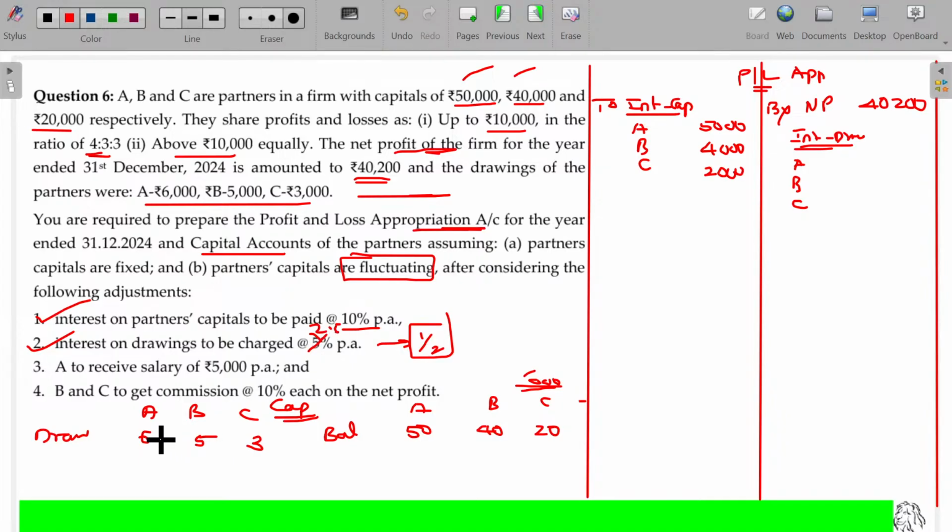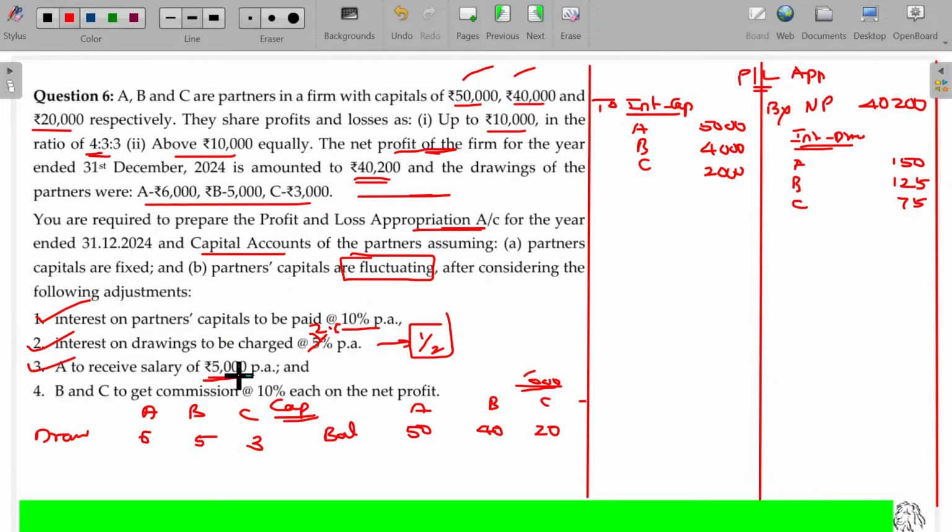So 6,000 into 2.5%. Come on, tell me the value. 150 for interest on drawings of A. For B, 120. For C, with 3,000, this one is 125. And the last one being 75 rupees.